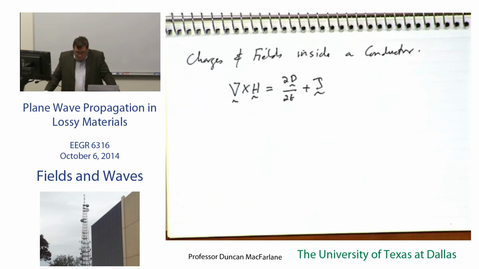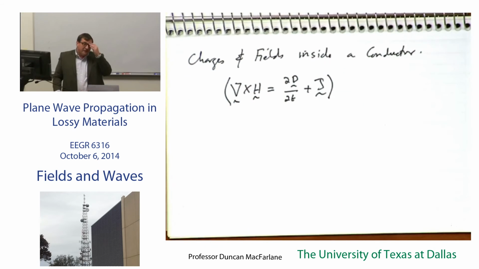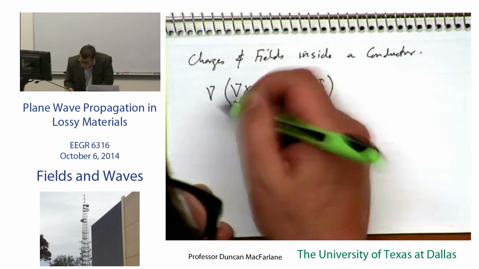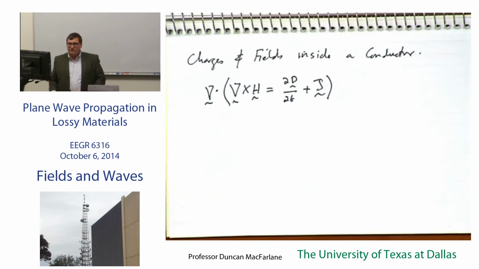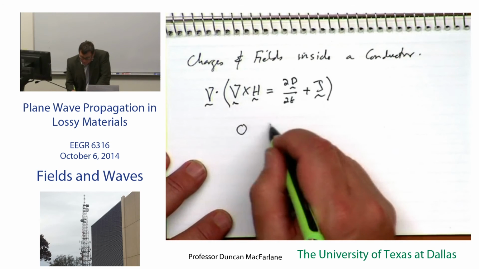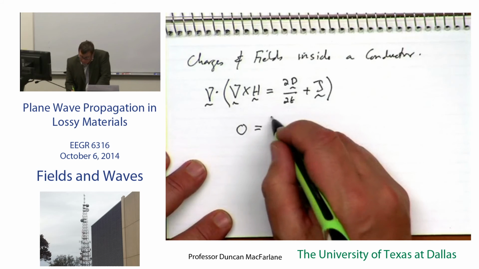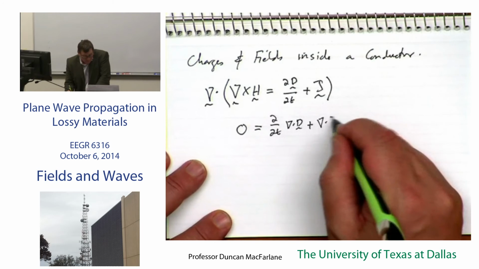So there's my curl of H is equal to del D del T plus J. And remember, we always like to take second derivatives of Maxwell's equations. And we've already done the curl of this, or at least I suggested you do the curl of this to derive a wave equation for H. So I'm going to do the del dot of this. And we sort of did this before. This guy here is now 0. The right-hand side is del by del T of the divergence of D plus the divergence of J.